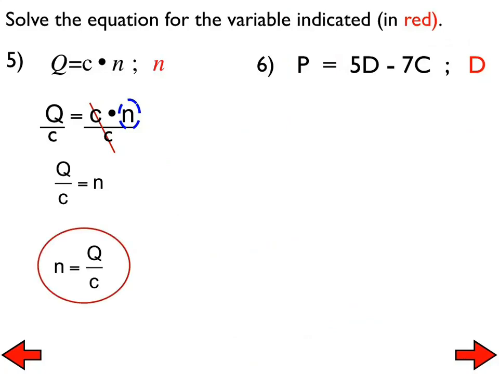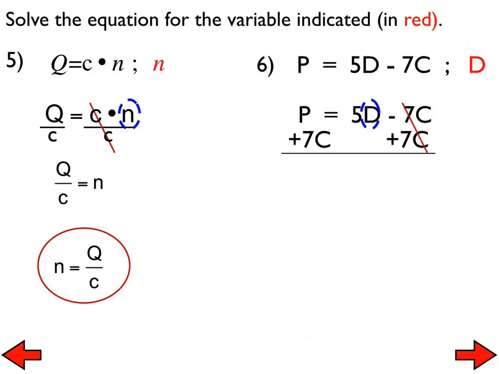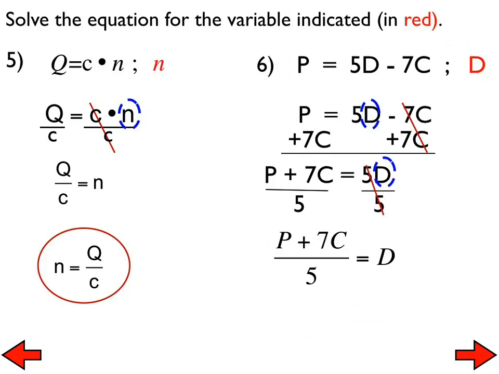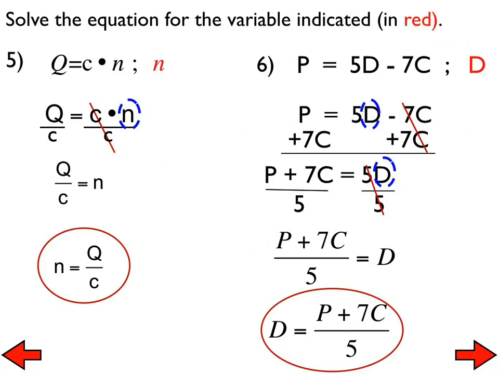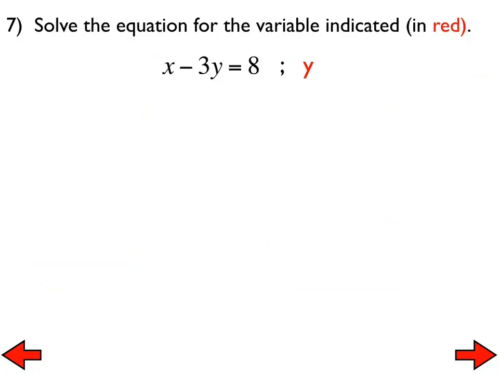All right, number 6, Param. I got D is equal to P plus 7C all over 5. Okay, D is written in terms of P and C. Very good. We need to get D by itself, so we want to add 7C to both sides and then divide both sides by 5. And that gives us D is equal to P plus 7C all over 5. And D is given in terms of P and C. So, let's continue on here.